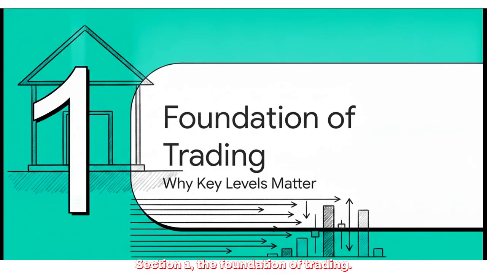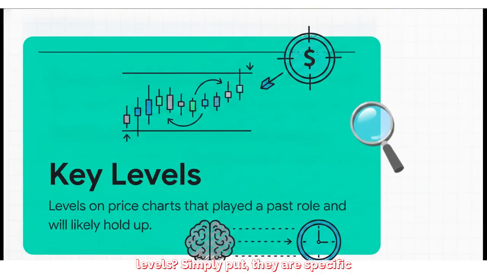All right, Section 1, the foundation of trading. Let's establish exactly why these levels are the absolute bedrock of your trading success. So, what exactly are key levels? Simply put, they are specific areas on a price chart that have played a really major role in the past, and because of that, they're highly likely to hold up again in the future. See, financial markets are completely driven by human psychology, fear and greed. And because of that human element, these markets basically have a memory like an elephant. Recognizing where buyers or sellers previously made a major stand is really step one to becoming a proficient trader.